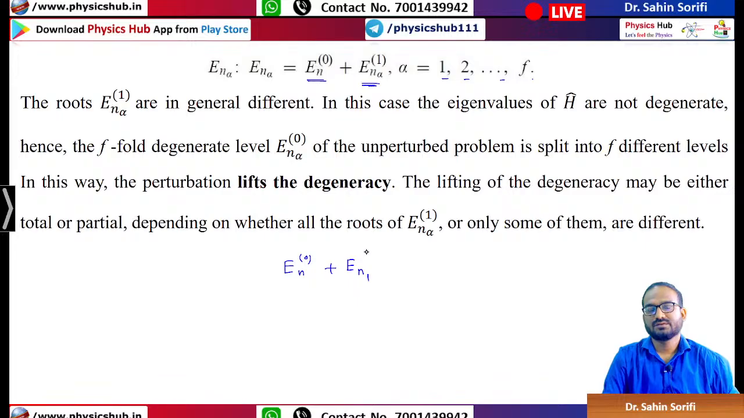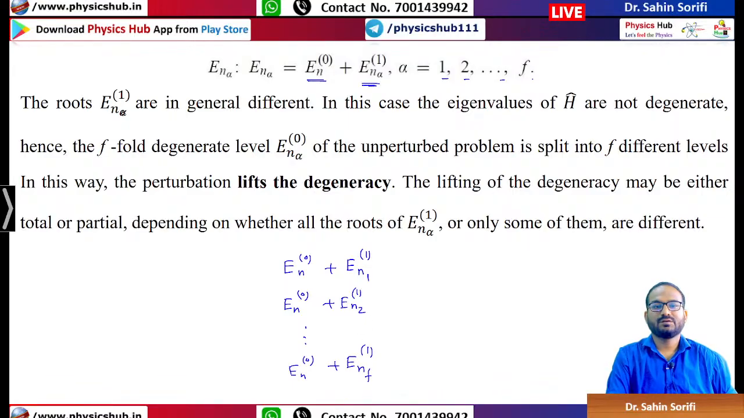E_n^1(1), E_n^0, E_n^2(1), and so on. They are first order corrections but different values, up to E_n^f(1). The roots E_n^α(1) are in general different.